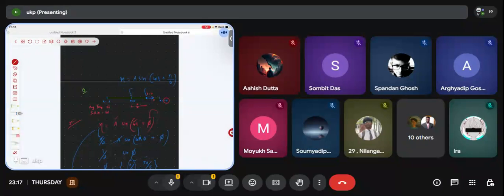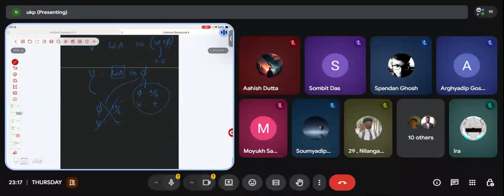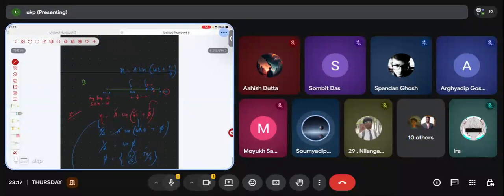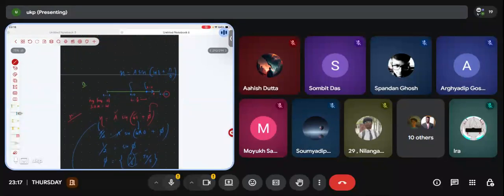Anyone confirm me once? Have we got pi by 6? Anyone confirm me once? Yes, sir. ठीक है those, are you being able to follow? Yes or no? ठीक है.